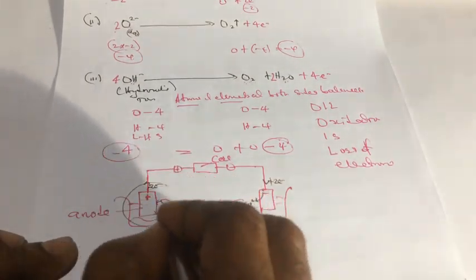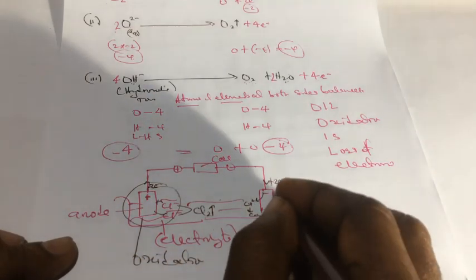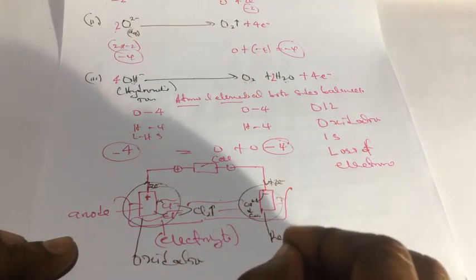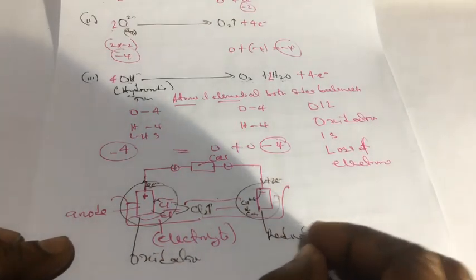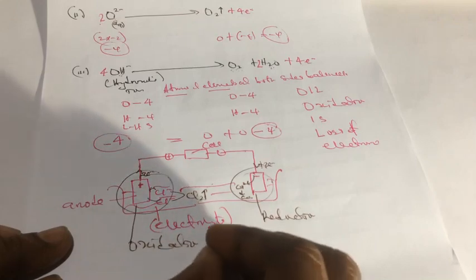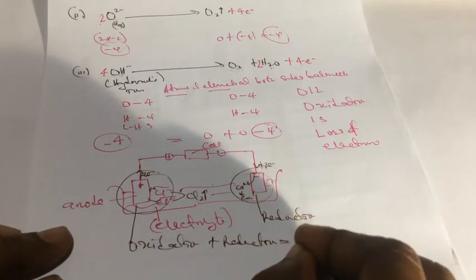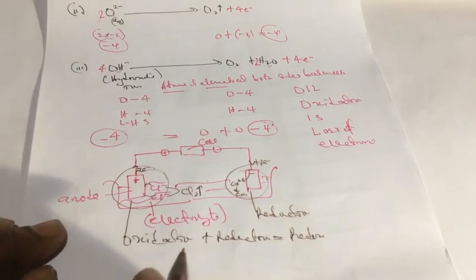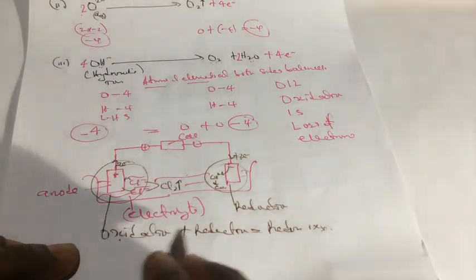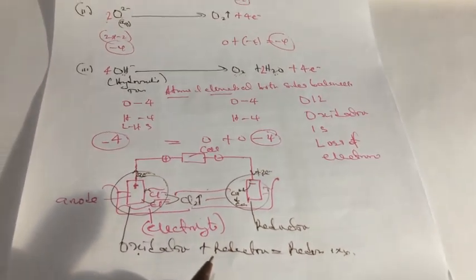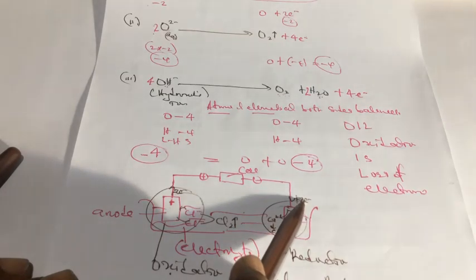So it's a redox reaction. What takes place here is oxidation. What takes place here is reduction. Both occur simultaneously. So oxidation plus reduction equals redox. It's a redox reaction because oxidation and reduction are taking place simultaneously. Electron lost here is electron gained here.